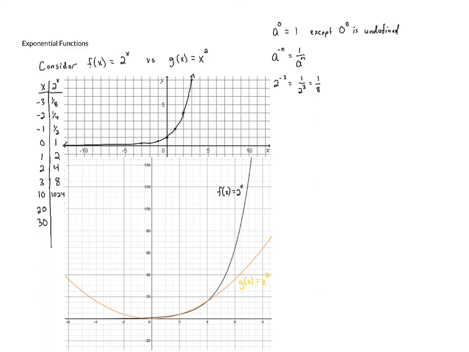2 to the 20th power is 1,048,576. And 2 to the 30th power is 1,073,741,824. In comparison, if we looked at our other function, x squared, and we evaluated it here, if we look at 30 squared, that is only 900. So if we compare these two functions when x goes all the way out to 30, f of x is already over 1 billion, and g of x is just 900.